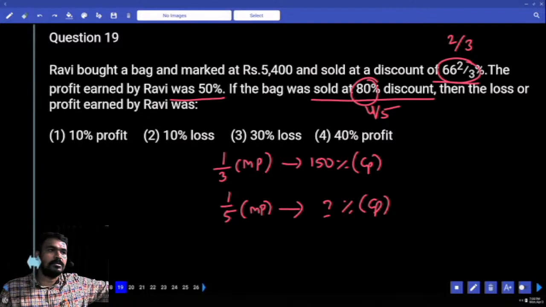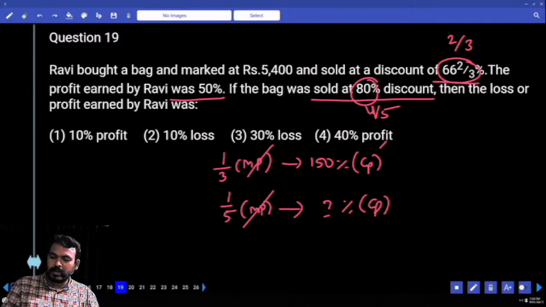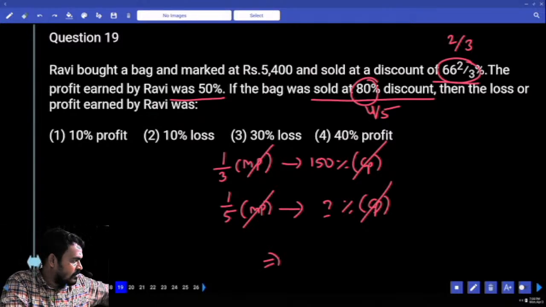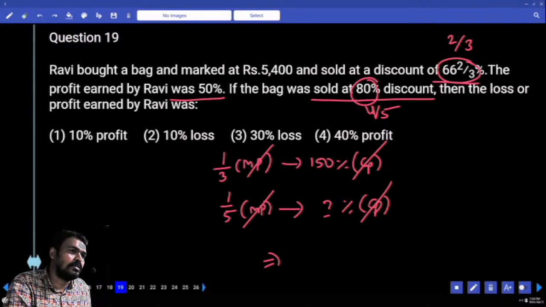It is the first condition. Second condition, 1/5 of market price is equal to what percent of cost price? Market price and cost price are cancelled. This one we write. Sir, why did you cancel like that? These two are numerator and denominator. Those two are cancelled, these two are cancelled.